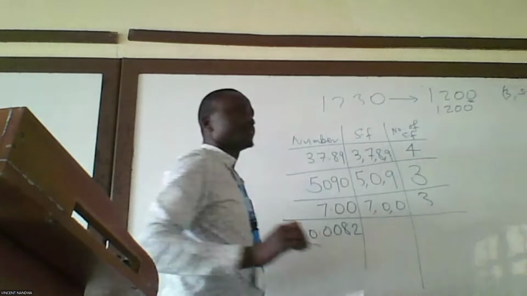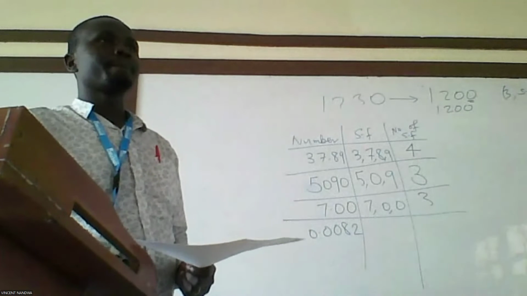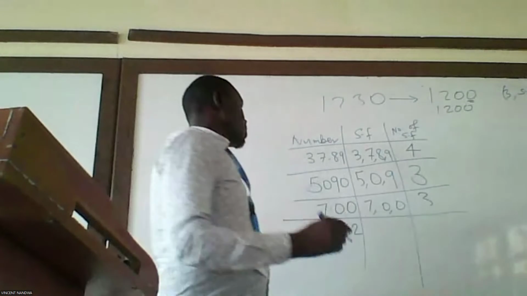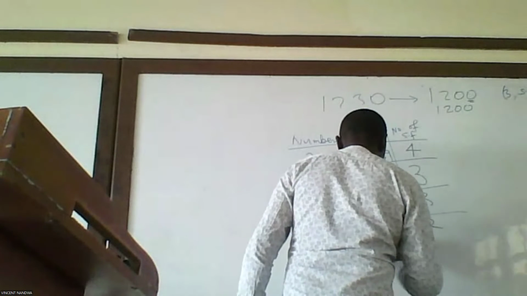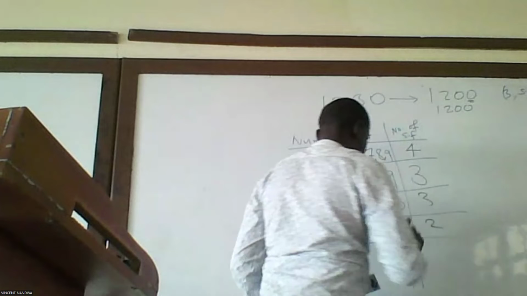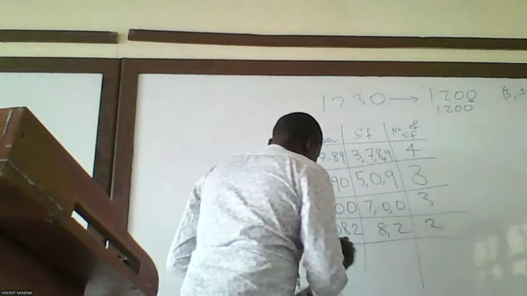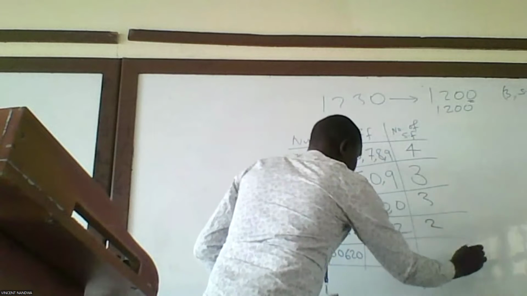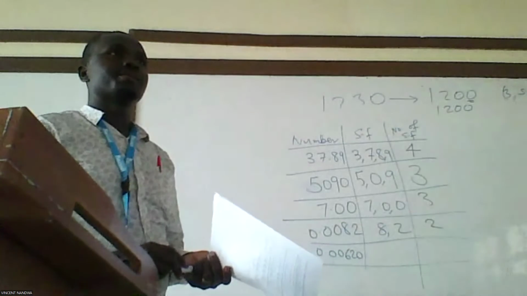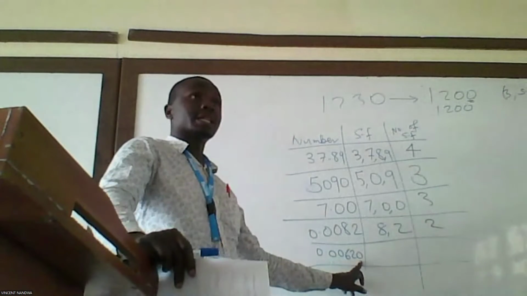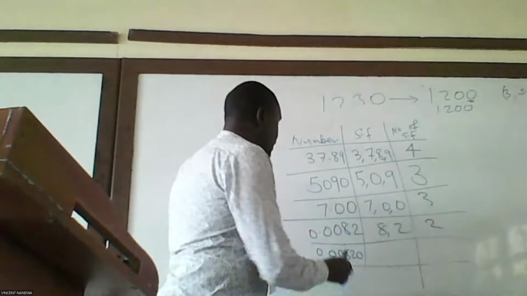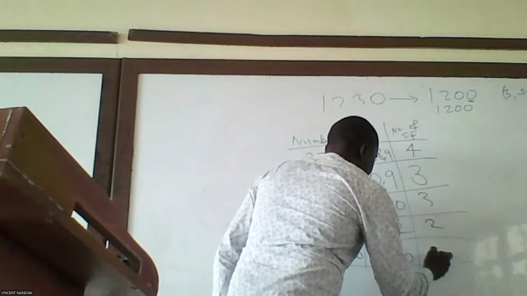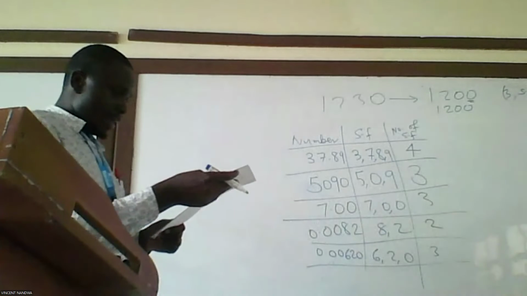0.0082. That is 2 significant figures. Then 0.00620. So this last 0 is confidently significant, okay? What is a decimal number? These leading zeros are not significant. So this will be 620. These are 3.